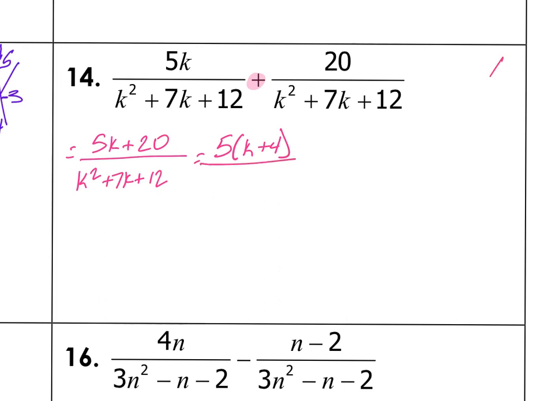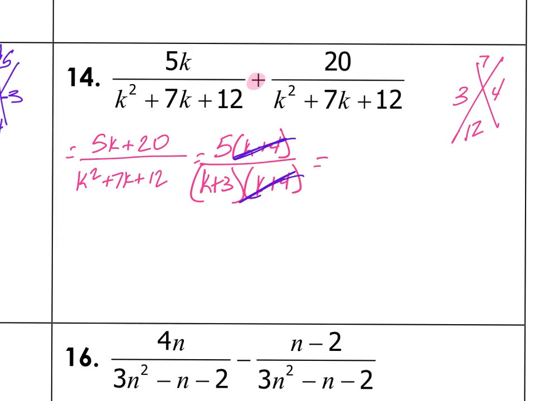And then I need two numbers that multiply to be 12 and add to be 7: 3 and 4, good. So that is k plus 3 times k plus 4. Awesome. So in both the numerator and the denominator, I have a k plus 4. That leaves me with 5 over k plus 3.